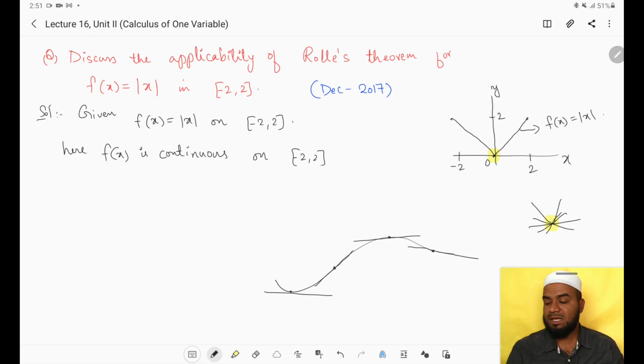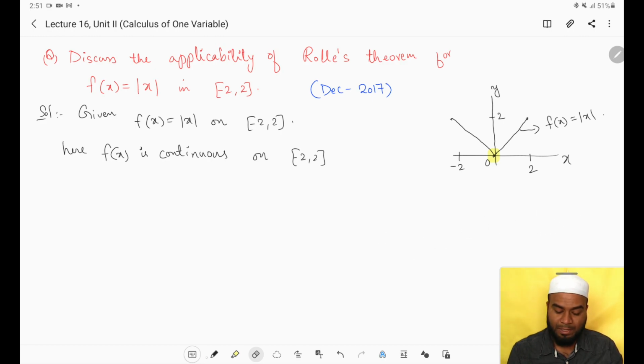But you observe this curve is having an edge here. So if you consider this, then how many tangents can be drawn at this point? 1, 2, 3, 4, infinitely many tangents can be drawn. So that's why the function will not be differentiable at the point x equals 0.